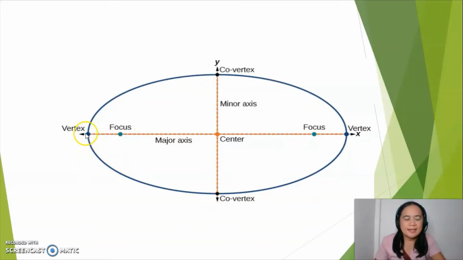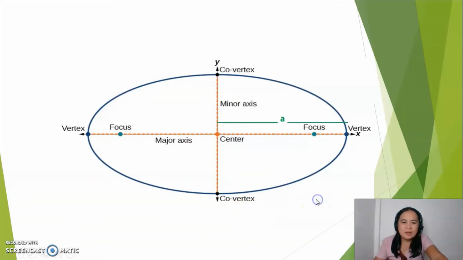For the major axis, it starts with a vertex and ends with another vertex. So basically, the major axis contains the two vertices, the two foci, and of course the center, while the minor axis starts from co-vertex 1 and ends with co-vertex 2. Now take note, from the center going to the vertex, the distance is denoted with a, while center going to the focus is represented by c, while the center going to the co-vertex is represented by the distance b.